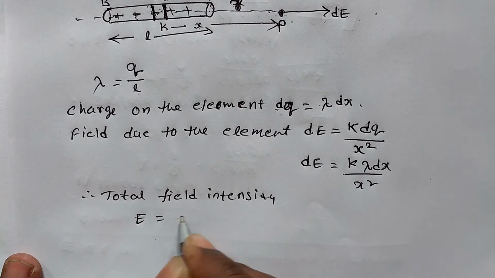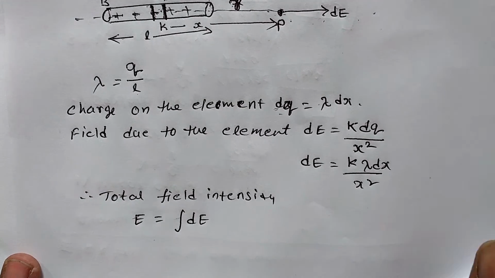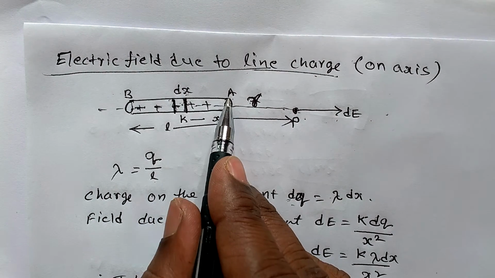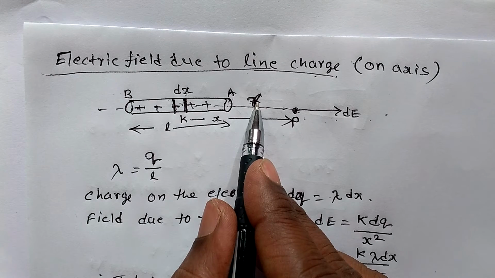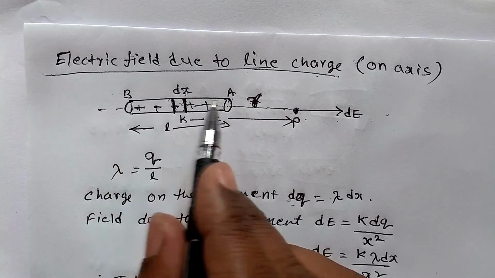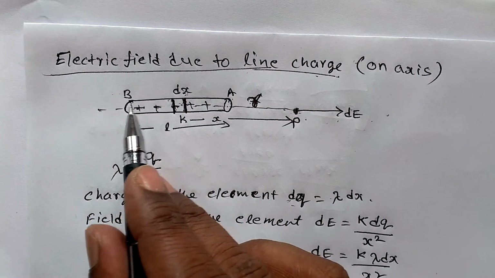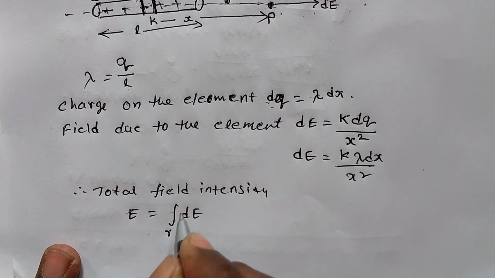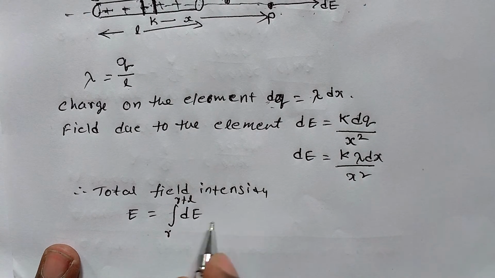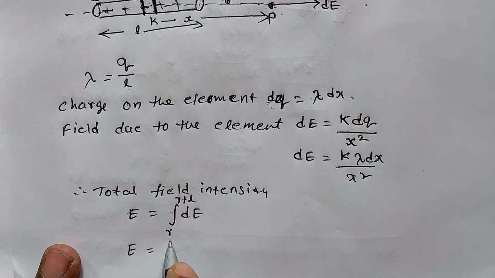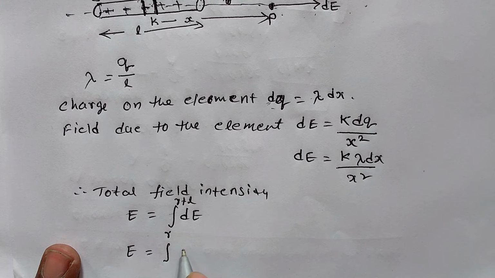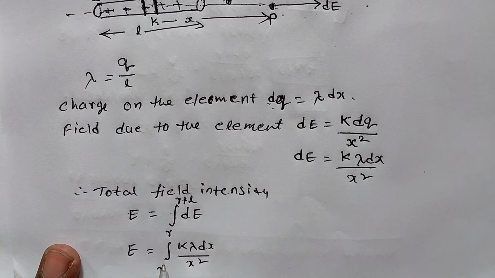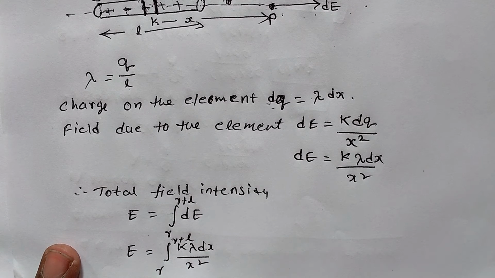Therefore the total field intensity E is equal to the integral of dE. From where to where do we have to integrate? From A to B. The A end is at a distance R from the point P, and the B end is at a distance R plus L from the point P. Now we are doing the integration from R to R plus L. Now substitute the quantities. E is equal to the integral of k lambda dx by x square from R to R plus L.